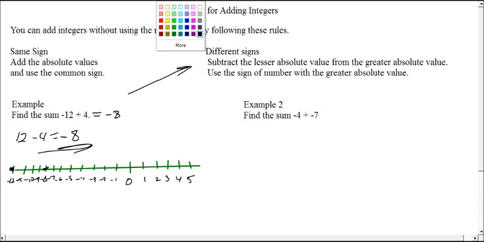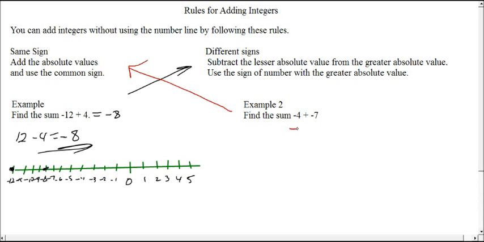Let's take a look at the second number. We'll use a different color so it doesn't look so similar. So let's take this dark reddish brown. We want to find the sum of negative 4 plus a negative 7. Let's look and see what we're doing. Negative 4 plus a negative 7, same sign, so we will use the same sign rules. We will add the absolute values and use the common sign.